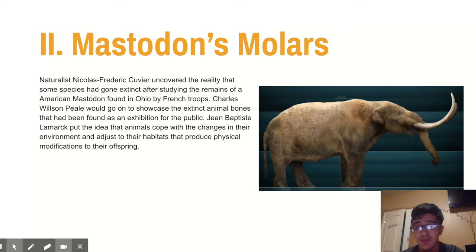Mastodon molars. So here they uncover fossils that show that an extinction may have taken place, and each animal found had developed a different anatomy than current similar animals to that species, and it served them for surviving in the wild. So they put the idea together that animals cope with the changes in their environment and adjust to their habitats, which produces physical modifications on their offspring, and it allows them to better survive. And this provides evidence that natural selection and genetic drift had taken place many years before. And they also use hypothesis building to develop these theories.